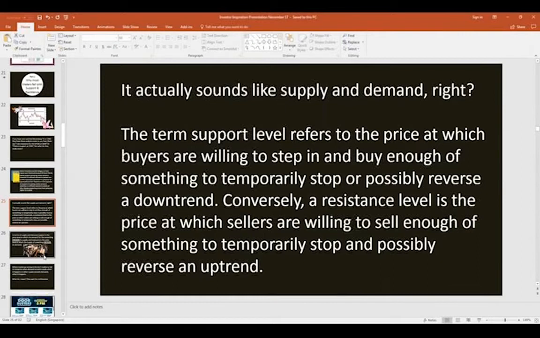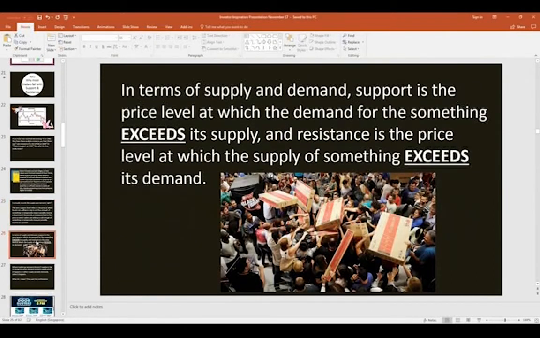And conversely, a resistance level is a price at which sellers are willing to sell enough of something to temporarily stop and possibly reverse an uptrend. And when you think of that, like I said, it sounds like supply and demand, but it's actually slightly different. Okay, and we got Black Friday coming up, and Black Friday is always a great example of supply and demand. In terms of supply and demand, support is the price level at which demand for something exceeds its supply. That's why the prices rise, right?